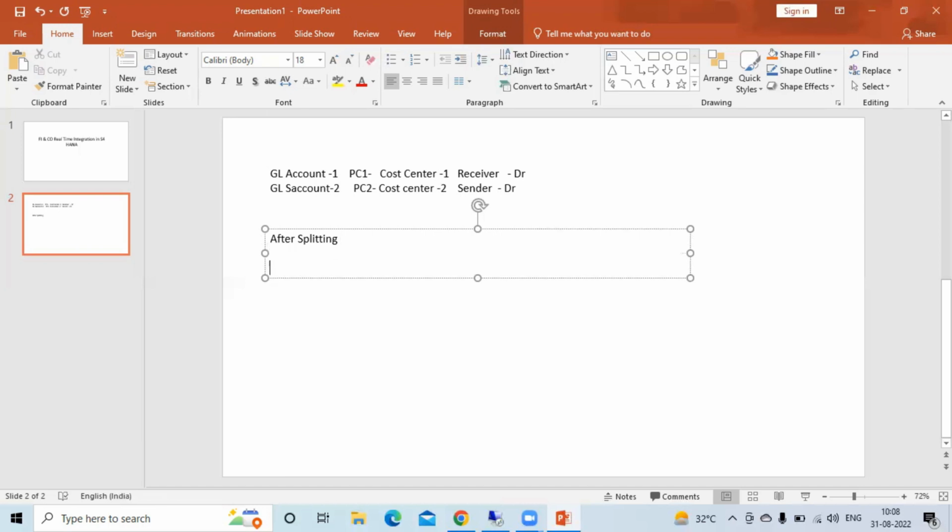After splitting, the entry will be GL account 1, which is profit center 1, and this will be your cost center. Cost center 1 is going to debit, and the credit will be your zero balance clearing account. We are using the zero balance account here to balance the document, so the zero balance account is going to credit.